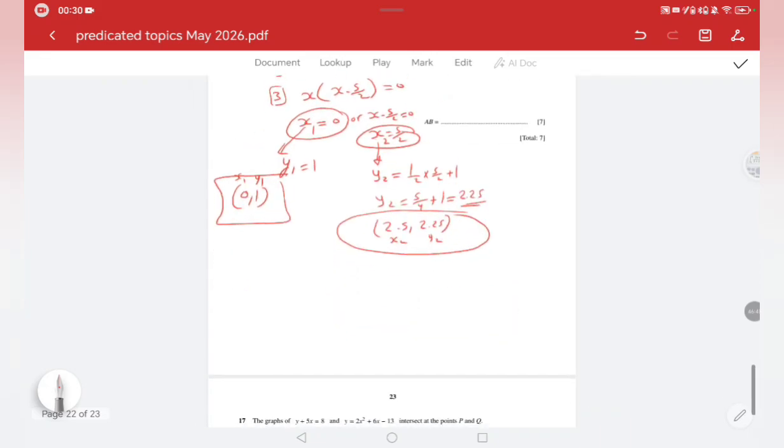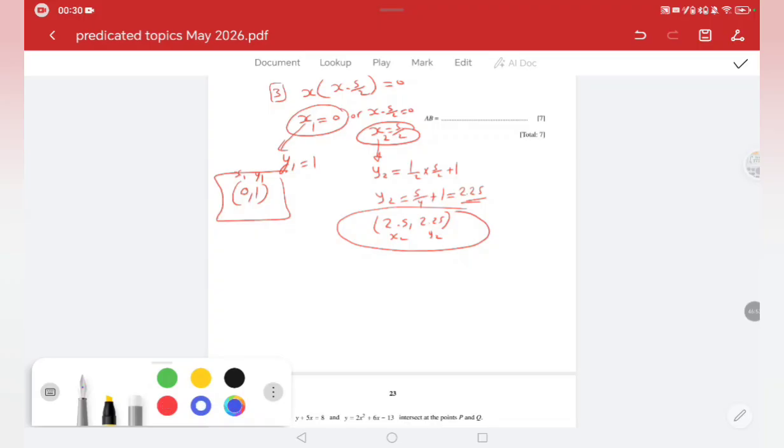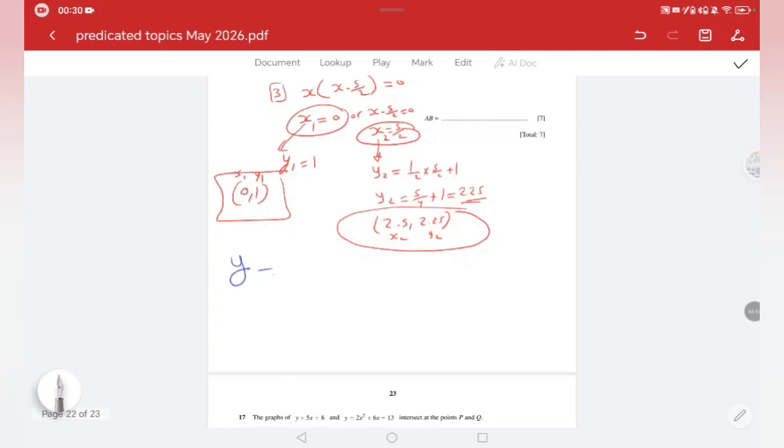They said find the length. Oh yeah. To find the length, don't forget that we have the formula: the length equals the square root of x1, which is 0, minus x2, 2.5, squared, plus y1, which is 1, minus y2, 2.25, squared.